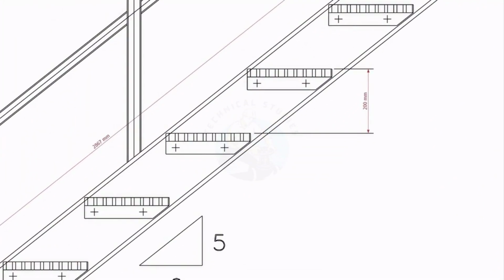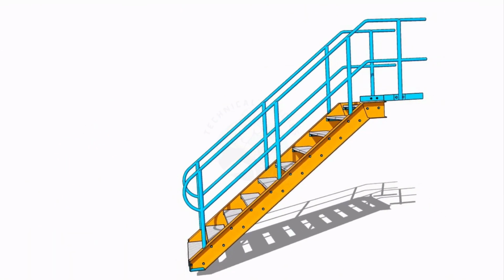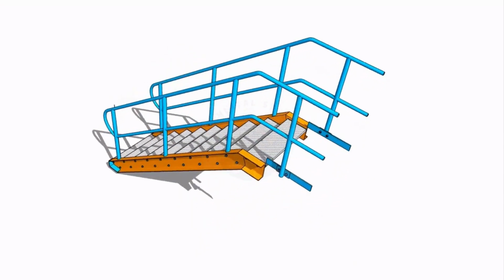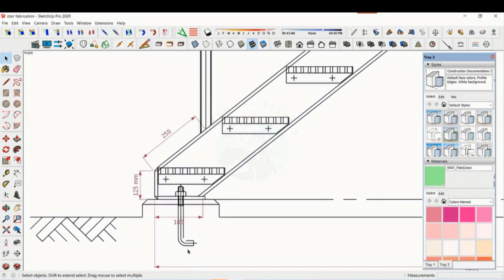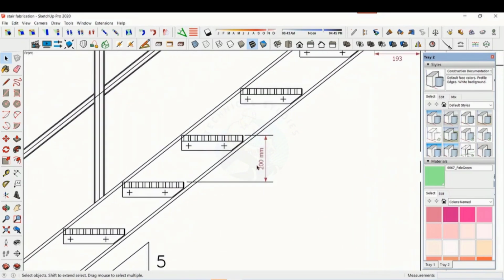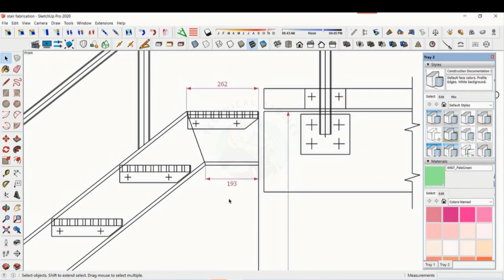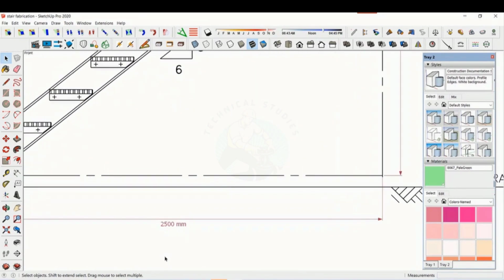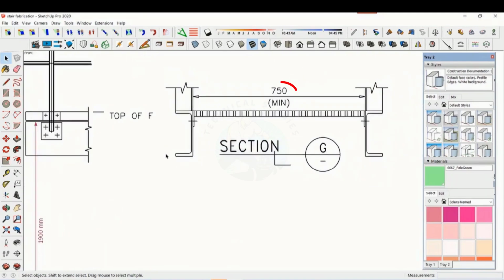Let us have a look at the drawing in its 3D model. The slope ratio of the staircase is 5 to 6. This is the standard drawing of a staircase. Most commonly, ISMC 200 is used to make the major component of staircases. The distance between the two steps is 200 mm. The height is 1900 mm and the length is 2500 mm. The width of the staircase is 750 mm.